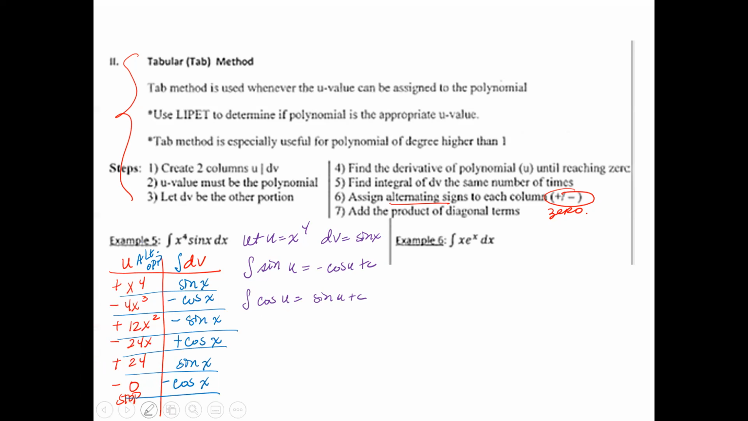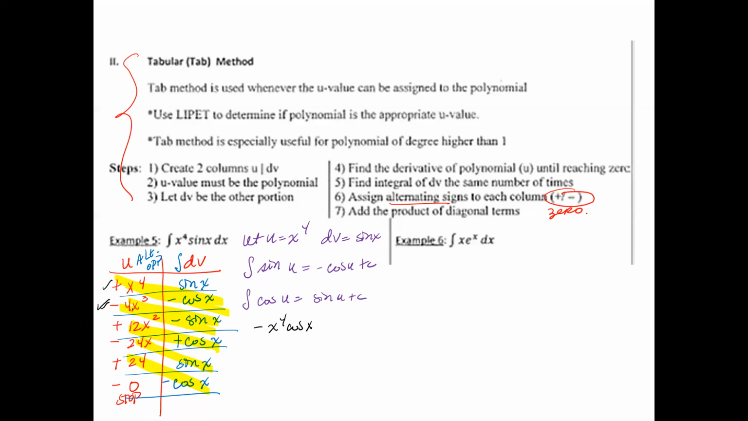So then your answer is going to be the diagonals of this. Diagonal, diagonal, diagonal. So looking at this, your answer is x to the fourth times negative cosine x, which is a negative x to the fourth cosine x. That's the first one.